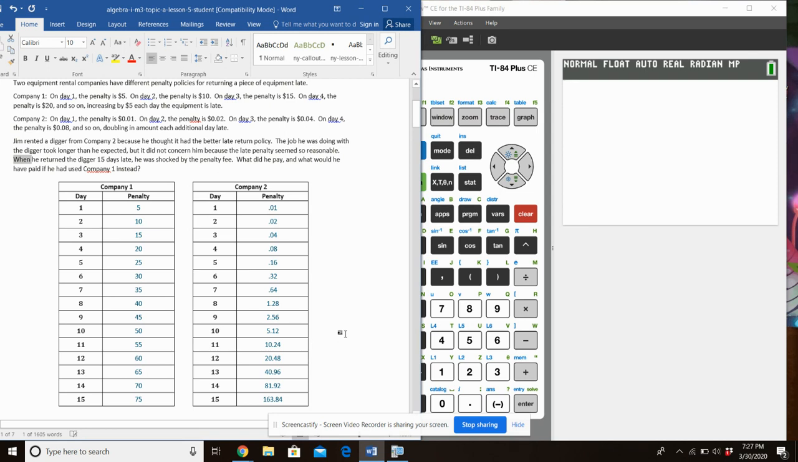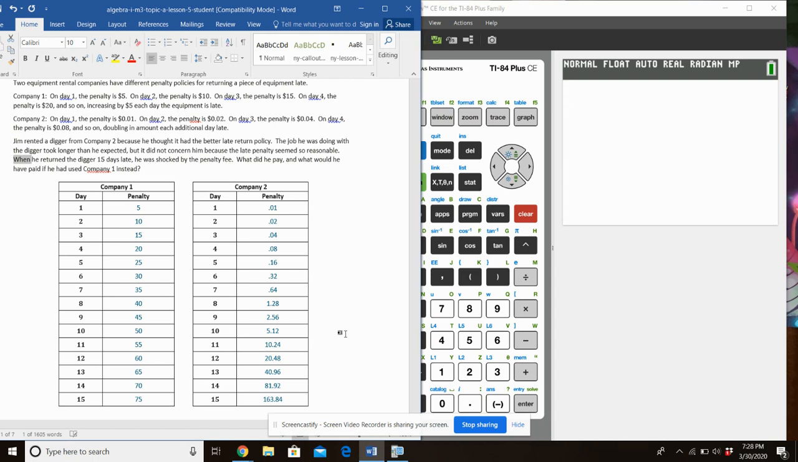So if you go ahead and look at page 2 of the document that I sent you, letter A says which company has a greater 15-day late charge. Obviously, that is company number 2. Letter B, describe how the amount of the late charge changes from any given day to the next successive day in both companies 1 and 2. Pause me now to think about that, please.